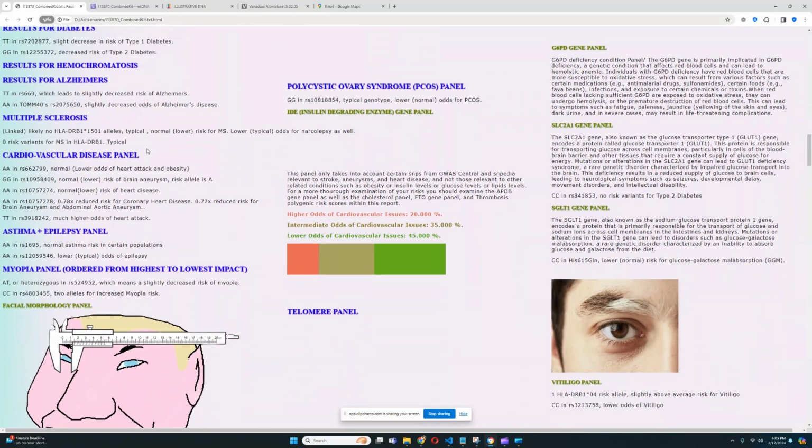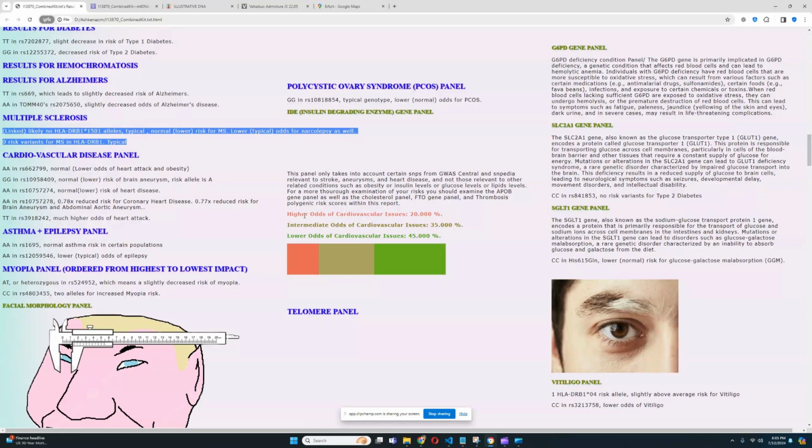Okay, we're going to skip that. For multiple sclerosis, he does not have any risk variance in the HLA gene. So it looks like for the HLA gene panel, we might be looking at some really good results. But I am expecting the HLA gene panel to be a little bit bad because of what we saw for the lupus panel on the polygenic risk scores page.